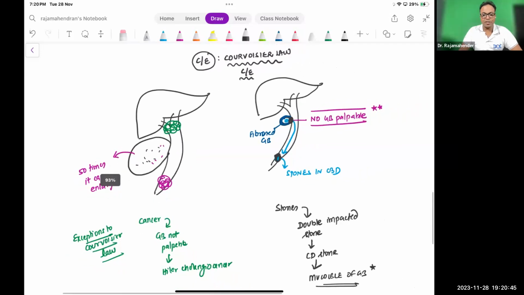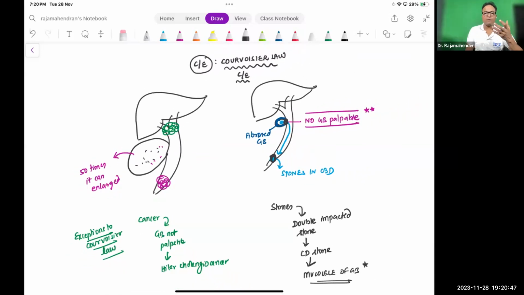The only clinical examination point the examiner will be waiting to get from you is about the Courvoisier law. If you tell Courvoisier law, I'm telling you, if you're in an obstructive jaundice case, you are passed. Courvoisier law says, in case of obstructive jaundice due to stones, gallbladder is not palpable. Obstructive jaundice due to cancer, gallbladder is palpable. The exceptions to Courvoisier are, in a hilar cholangiocancer, gallbladder is not palpable, and in double impacted stones, gallbladder is palpable. That's all. This is the simple Courvoisier law.